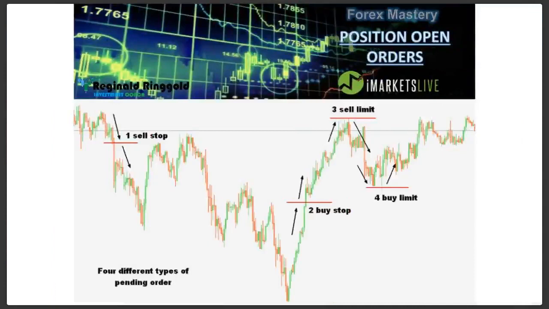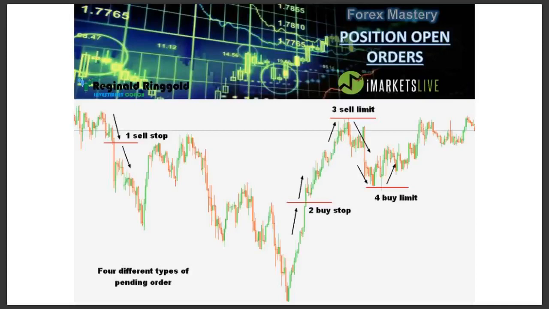Now, if you look here on the chart, you have the very first example to the left. The very first example shows a sell stop order. You're placing it below the current market. Wherever current price is, if you're trying to get into short with a sell stop order, it must be below.